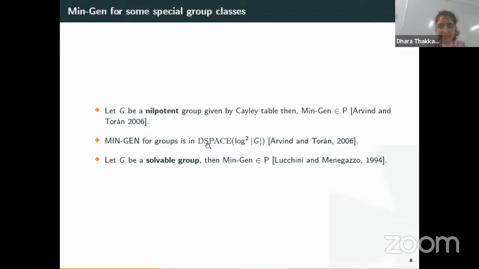This result says that min gen is in D space log square of the size of G. They basically use the idea of this trivial quasi-polynomial time algorithm, and they show that it is actually in D space log square of the size of G. Right.